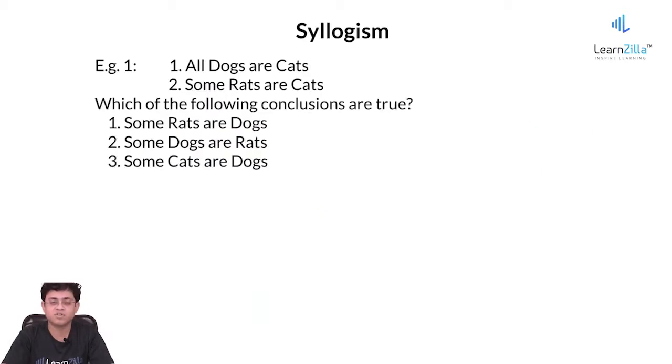Let's try to solve syllogism using an example first. A very simple example to start with. All dogs are cats. As I told you, you have to leave aside the preconceived notion and we'll just assume what is given. So all dogs are cats. Okay. And the second statement says some rats are cats. So these are the two statements given.